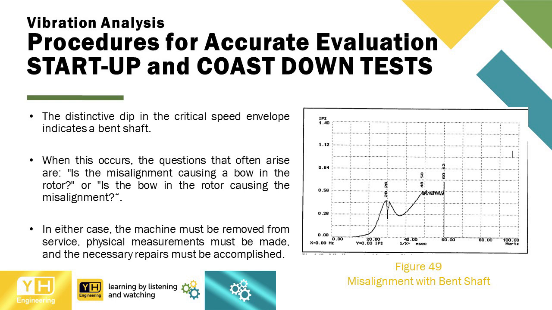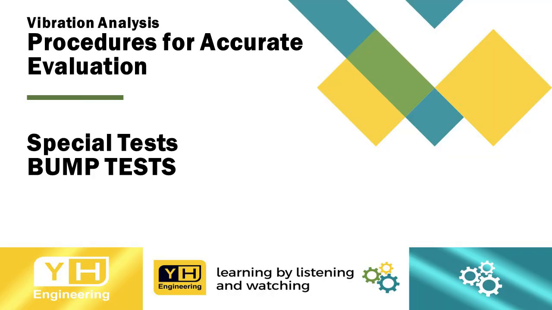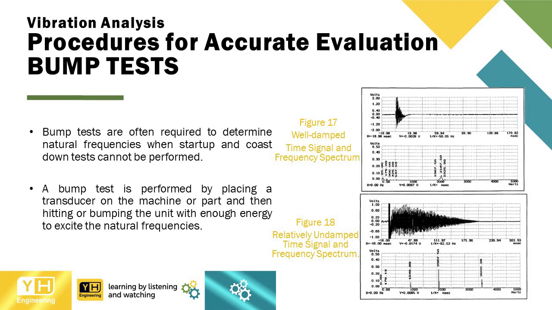Vibration analysis. Procedures for accurate evaluation of machinery condition. Special tests. Bump tests. Bump tests are often required to determine natural frequencies when startup and coast-down tests cannot be performed. A bump test is performed by placing a transducer on the machine or part and then hitting or bumping the unit with enough energy to excite the natural frequencies.